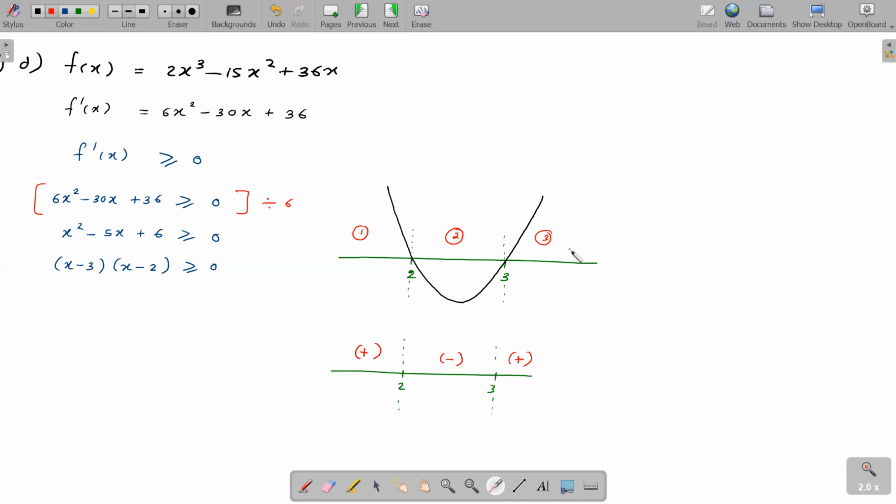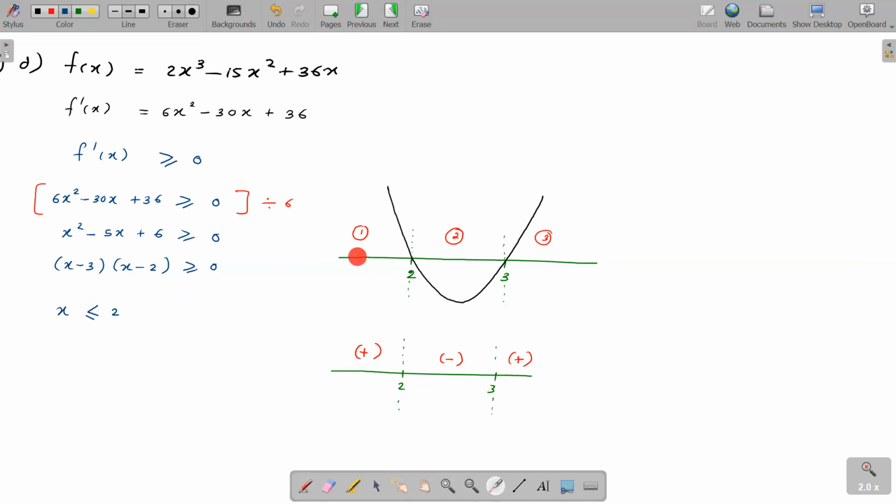Anyway, I want the region where this is positive. Where do I have the positive regions? Do I have one answer or two answers? We have two answers. Therefore, the first range is where x is less than or equal to 2. Because the equal mark is there, I must go with the equal sign.